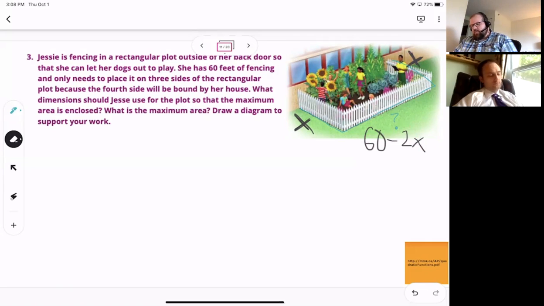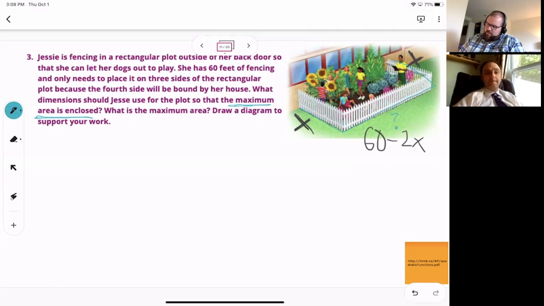So we take both of those pieces away, and that leaves 60 minus 2x. And then we're also talking about a maximum area. So if we had an equation for area, that would be helpful. But what on earth is the equation for the area of a rectangle? Why, of course, it is base times height.